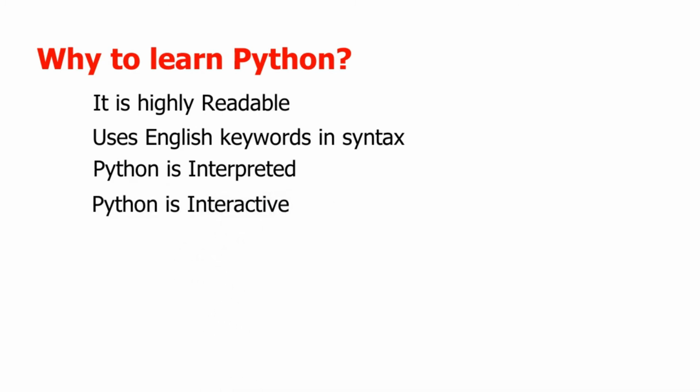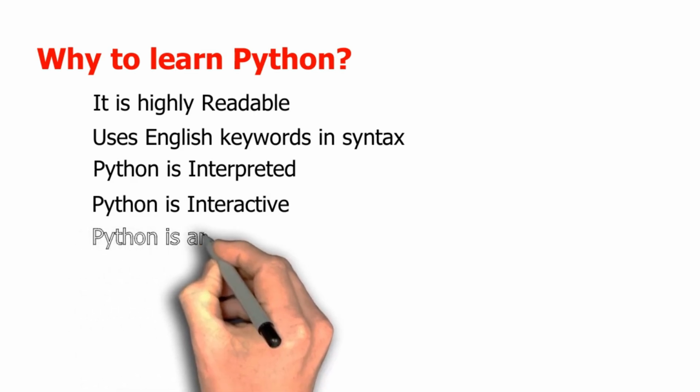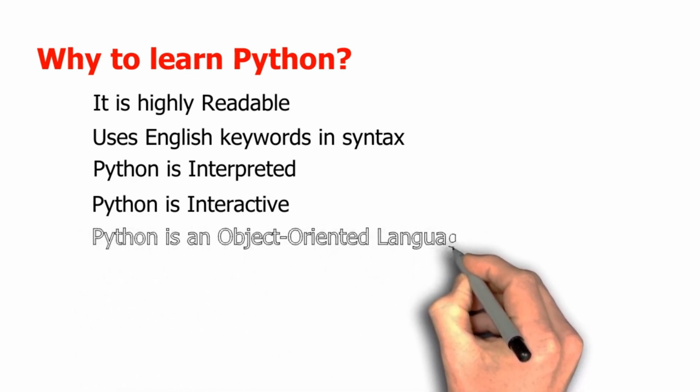And the next one is, Python is interactive. You can directly interact with the Python interpreter to write your programs. So that will be very simple. And also, Python is an object-oriented language.